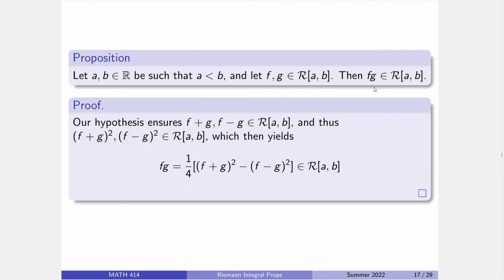By hypothesis, the sum and difference of my functions must be Riemann integrable. By the previous proposition, squaring them remains Riemann integrable. And now if I take the difference of these two and divide it by 4, that's still Riemann integrable. And note, this is equal to f times g. Multiply the 4 out, square both sides, square this all out. Here you'll pick up an f squared and a g squared, and a 2fg. Here you'll pick up an f squared minus 2f times g plus g squared, the minus sign knocking them out.